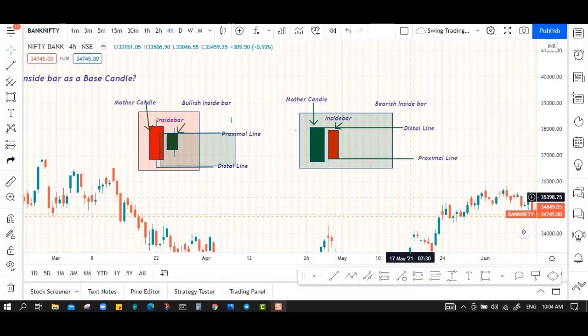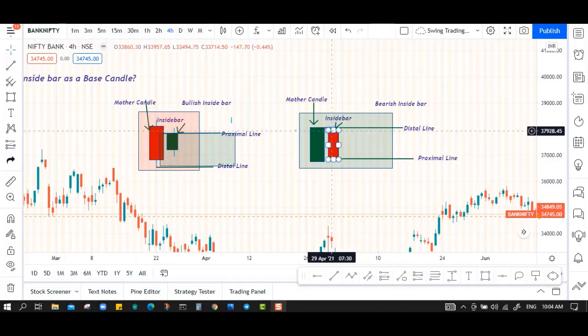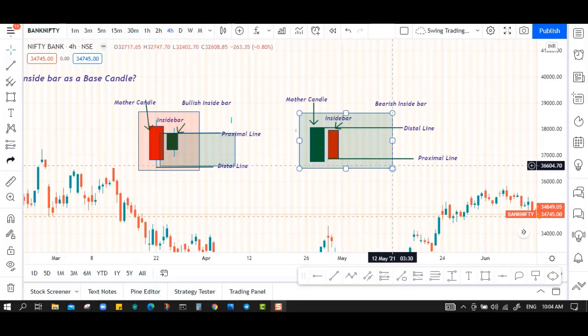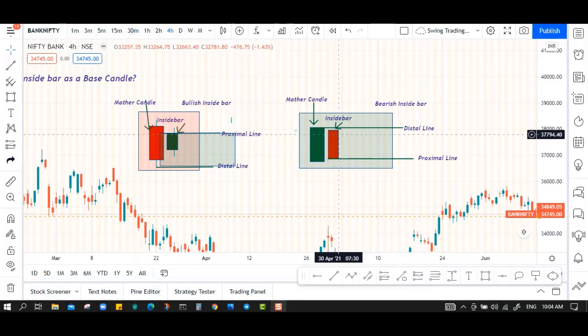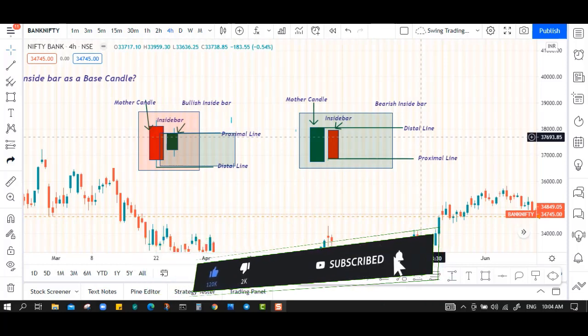Okay, here it is. To draw a supply zone using this bearish inside bar when it is a base candle, we just draw the proximal line at the close of the inside bar and the distal line at the upper shadow of the mother bar. But when the inside bar is bullish, then you have to draw the proximal line at the opening of that candle. So when the inside bar is a red candle, you just consider the closing price as the proximal line. But when the inside bar is bullish, then you have to consider the opening price as the proximal line. Okay, so let's see some real chart examples.